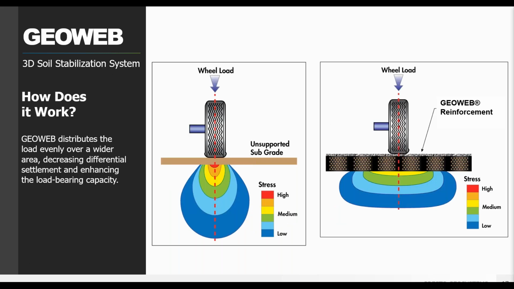So here you can see some of the stresses on the subgrade due to an unsupported subgrade on the left-hand side and then a GeoWeb reinforced section on the right. So you can see how there's pretty much a complete elimination of the highest stresses, the red and the orange stress levels, when you have the GeoWeb reinforcement. The stresses are reduced and then distributed over a wider area as well. So we call this the mattress effect. So the mattress effect reduces the stress that's reaching the subgrade and leads to a significant decrease in the deflection and rutting of the system overall.